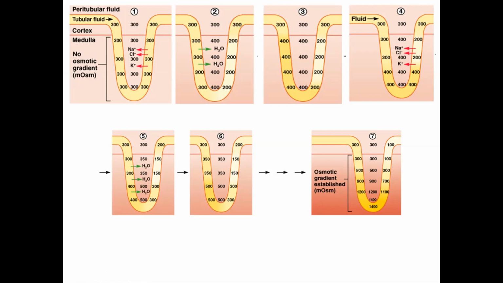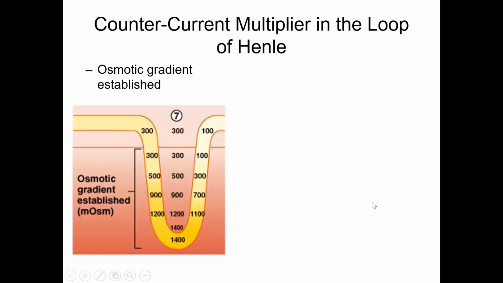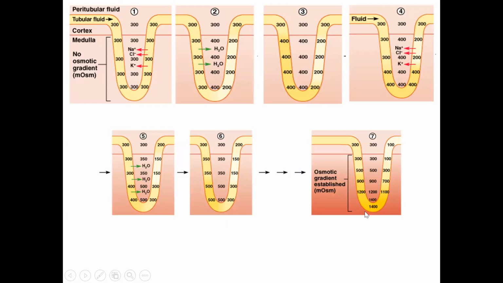So we start with a lot of volume, but here there is much less volume and much less concentration. Okay, so that's one key point. The second key point, more importantly, is that because of this process, you create a concentration gradient in the medulla area.